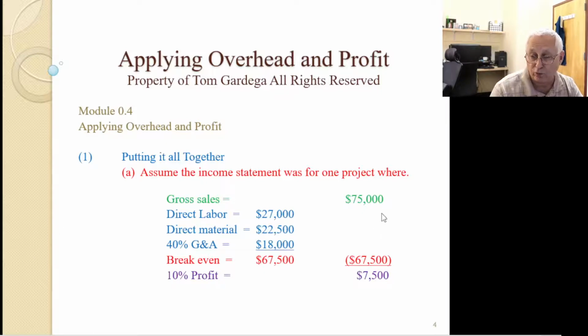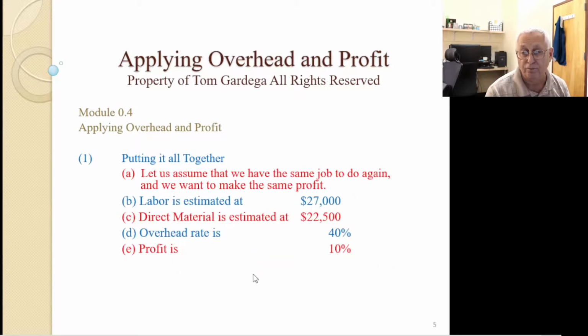If we subtract that $67,500 from $75,000, we come up with $7,500, and $7,500 divided by $75,000 gives us a 10% profit.